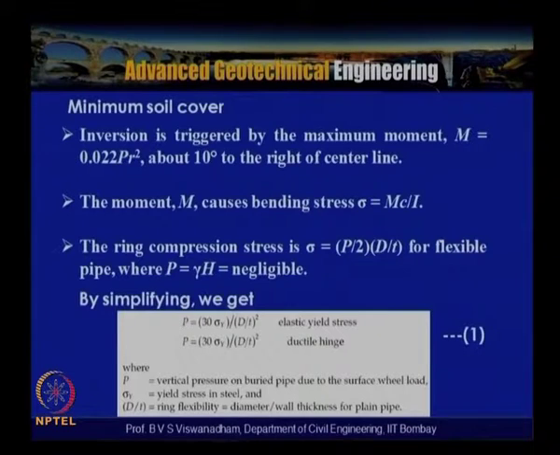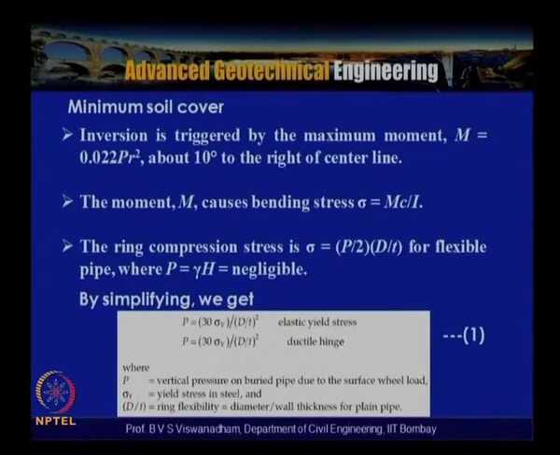So by simplifying, what we get is that P is nothing but the vertical pressure on buried pipe due to the surface wheel load, which is actually 30 into sigma y, where sigma y is nothing but the yield stress in steel if it is a steel pipe. If it is a plastic pipe, the yield stress of the respective plastic pipe needs to be used, into d by t whole square. So this is for within the elastic range.